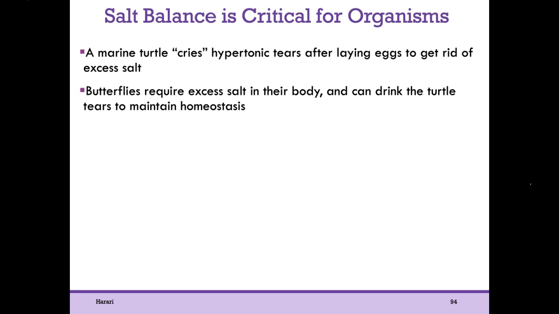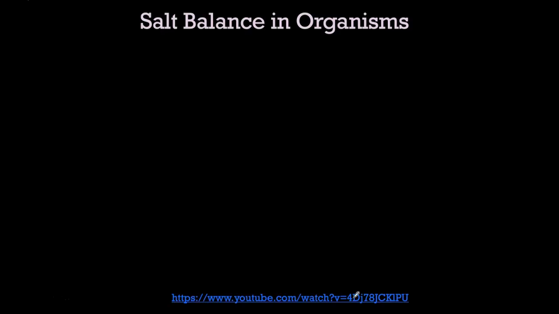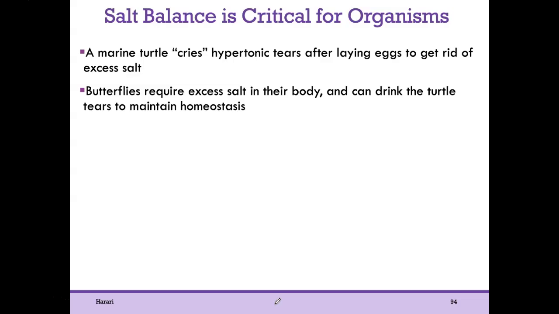Like a marine turtle cries hypertonic tears after it lays eggs to get rid of excess salt. So it needs to get rid of all the salt from the ocean once it lays on land. So it cries, actually, to get rid of the extra salt. And butterflies require excess salt in their body, so they can actually drink the turtle tears in order to maintain homeostasis. So you can watch this video down here if you're interested in watching that.